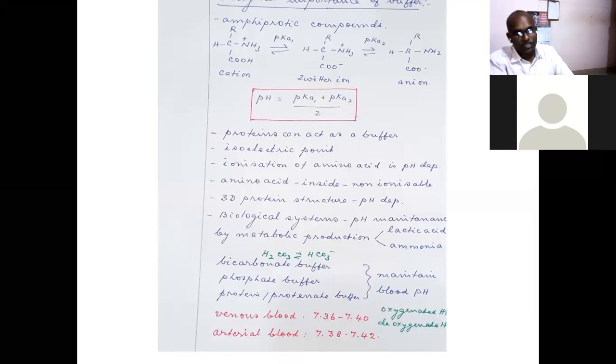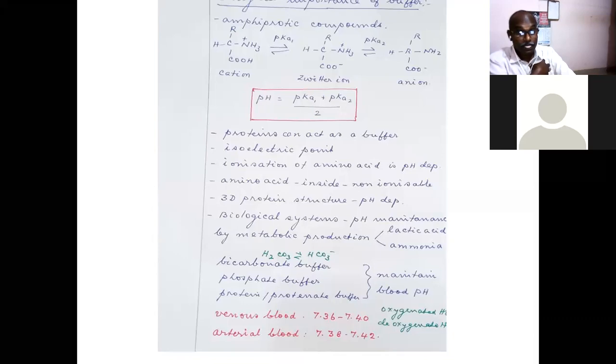So biological systems maintain the pH by metabolic production of acids like lactic acid and also bases like ammonia. In our body, there is an automatic generation of acids and bases like lactic acid and ammonia. When you are working more, you are feeling tired. That tiredness is due to the synthesis of lactic acid in your body. And similarly, when you are eating protein, ammonia is synthesized. Therefore, this metabolic production of lactic acid and ammonia is maintaining the pH of your body in biological systems. And also in the lungs, bicarbonate buffering is taking place.